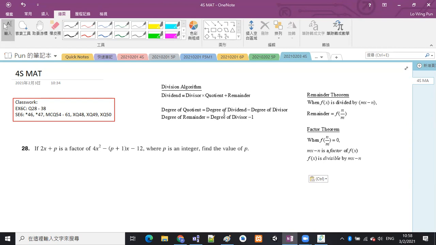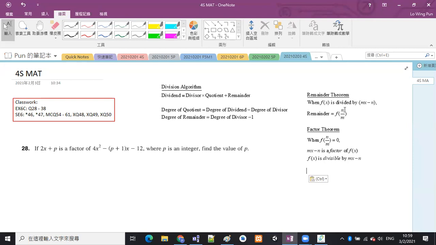So degree of quotient is equal to degree of dividend minus degree of divisor. Okay, degree of remainder is equal to degree of divisor minus 1. So we have learned this before. Okay, and then the second main part is this column. It's about the remainder theorem and the factor theorem.